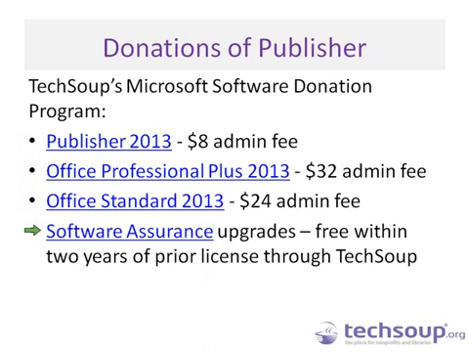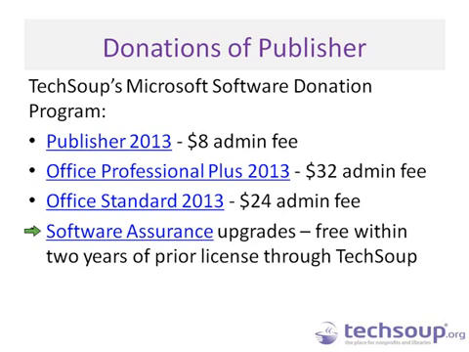And also one thing we want to make sure that people are aware of is that they can upgrade for no cost with software assurance if you've received a donation of an Office suite or Publisher through TechSoup within the last 2 years. And Microsoft released Office 2013 in October. So if you've had a valid license with software assurance when that was released, you're eligible to upgrade for free through software assurance. And you can ask questions in our chat if you want more detail about that.